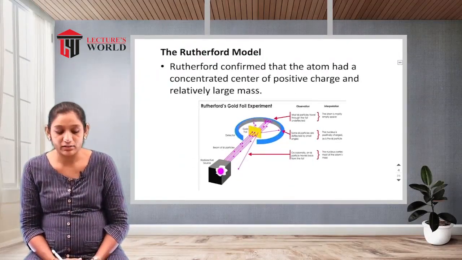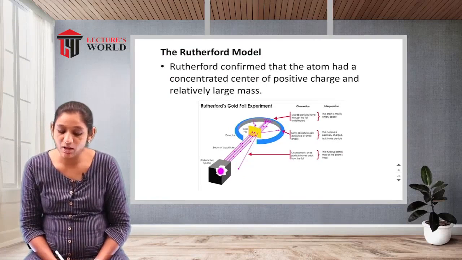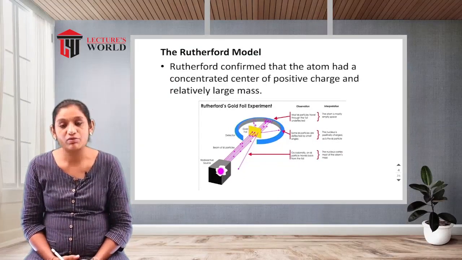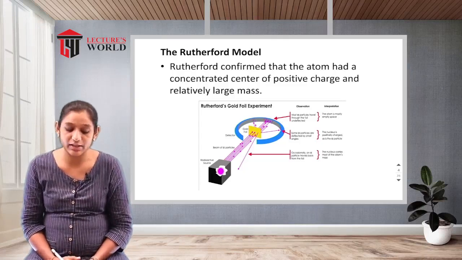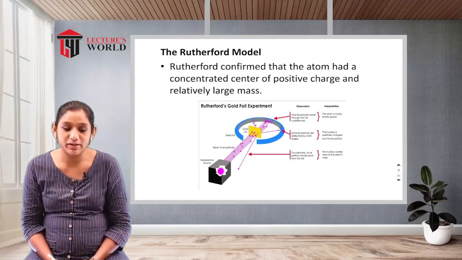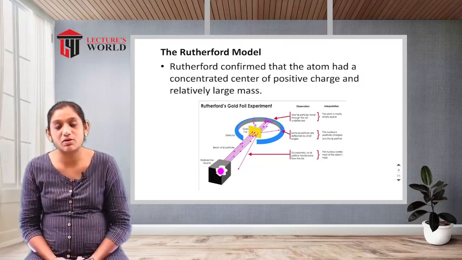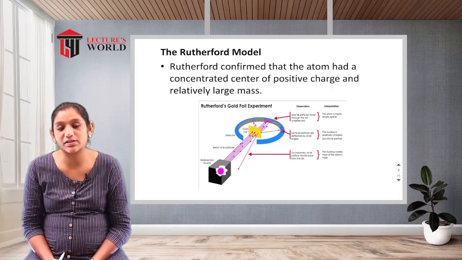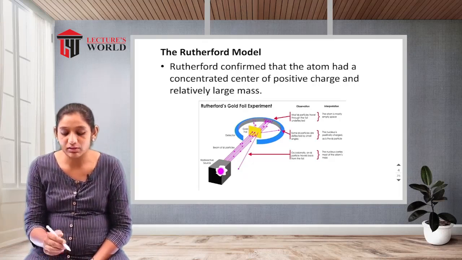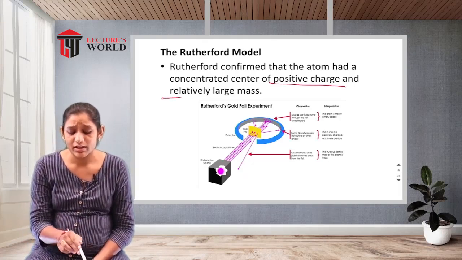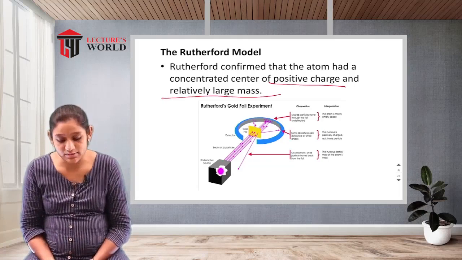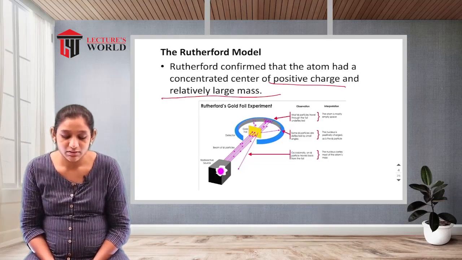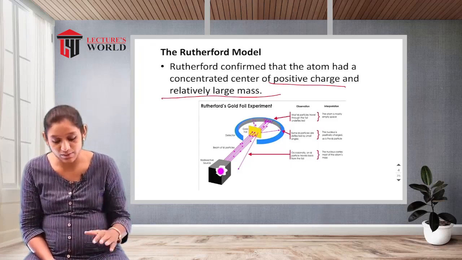Rutherford model. Rutherford confirmed that the atom had a concentrated center of positive charge and relatively large mass. Means what is proposed by the Rutherford model? It confirmed that the atom has a concentrated center of positive charge and relatively large mass.